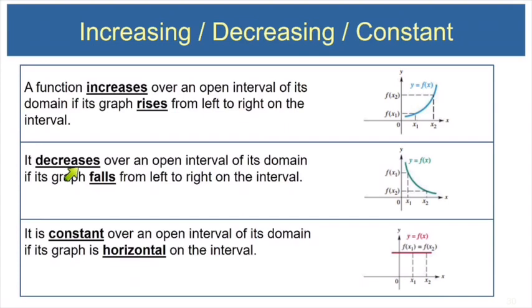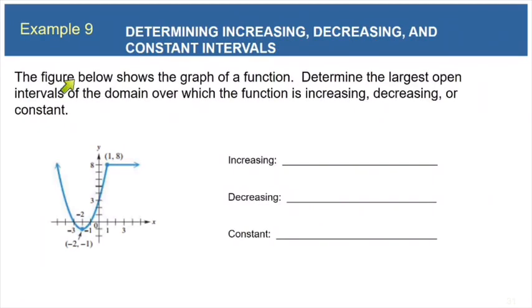Okay, now a function is said to decrease over an open interval of its domain if the graph falls from left to right. So if you look at this graph, the graph is going downhill. So over the interval from x1 to x2, the y values are decreasing. So we would say the function is decreasing here. And a function is constant over an open interval of its domain if the graph is perfectly horizontal on that interval.